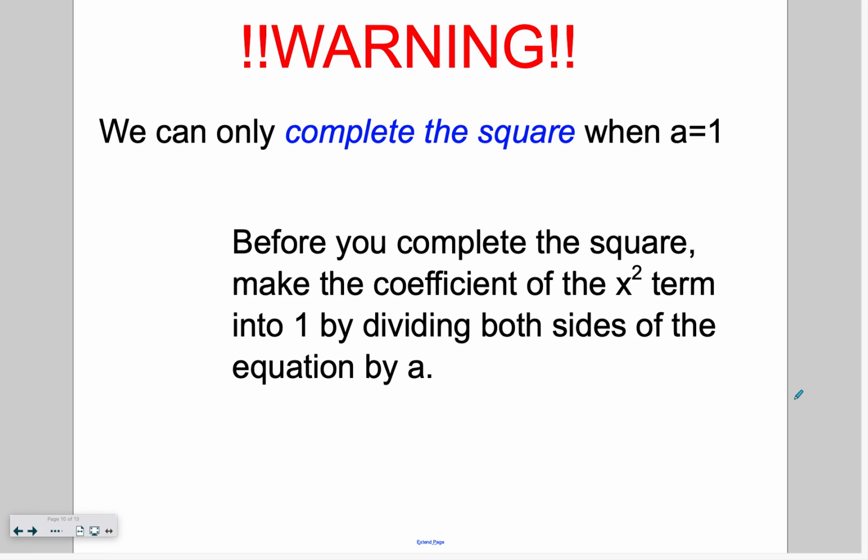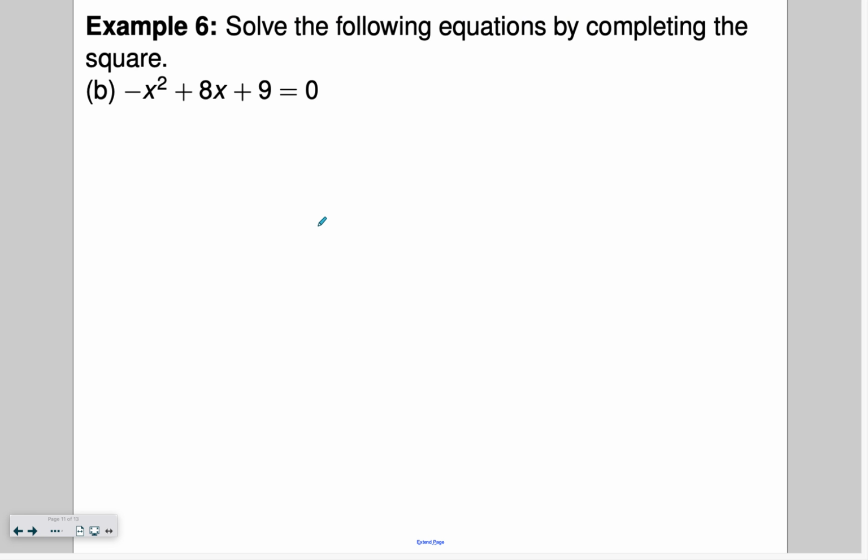This is true. We can only complete the square when a is equal to 1. So we must make it equal to 1 by dividing both sides by a when it is not equal to 1. So this is for when a is not equal to 1. Then we're going to do this thing. Let's have a practice.